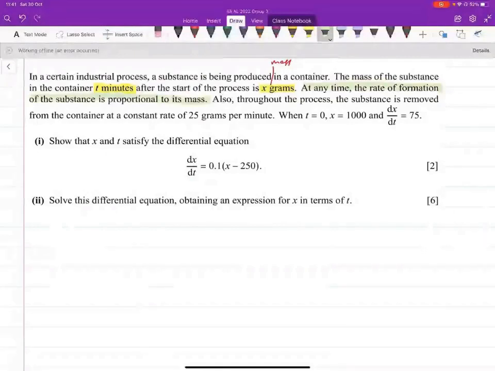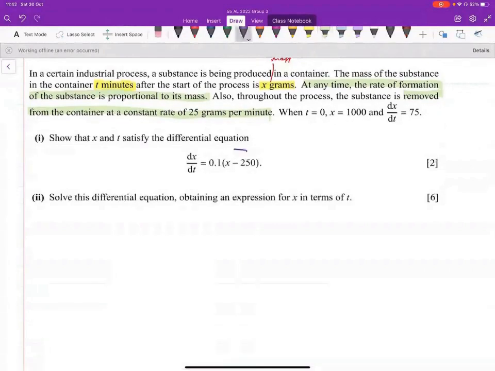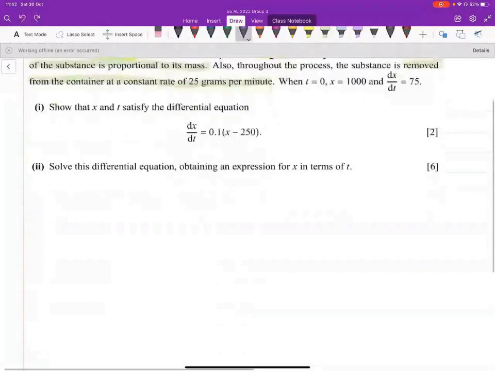Also, throughout the process, the substance is removed from the container at a constant rate of 25 grams per minute. So there's also a removal there. एक तो form हो रहा है और इसके साथ remove भी हो रहा है container से. And then you are given a point. You have to show that x and t satisfy this differential equation. Okay, let's try to do this.